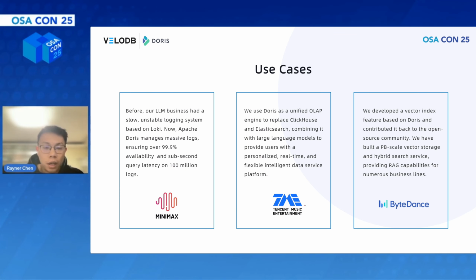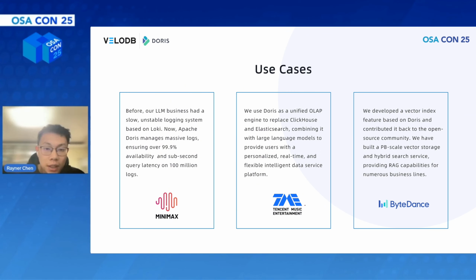So now let's look at the agent use cases. The first one is MiniMax, a leading large language model company. They moved their large language model business logging system from an unstable logging setup to Apache Doris. They now manage massive logs with over 99% availability and achieve sub-second query latency on 100 million logs.